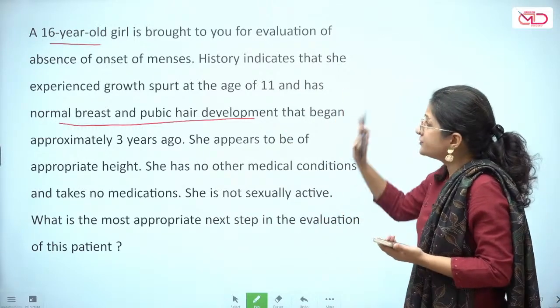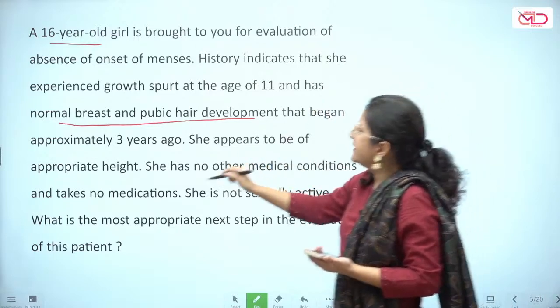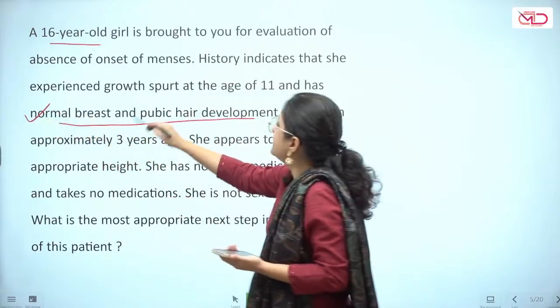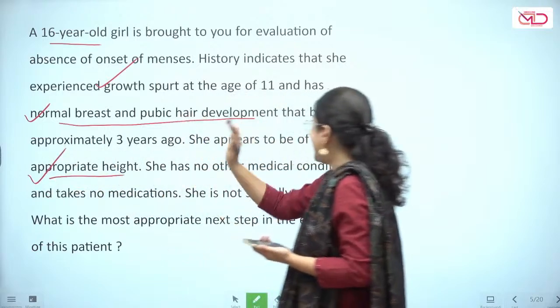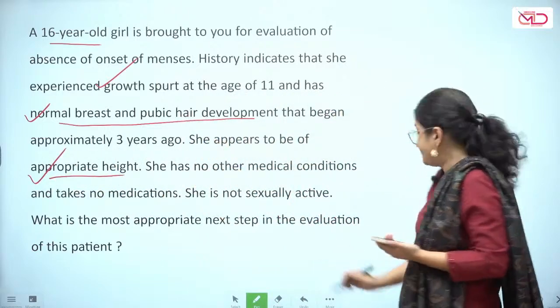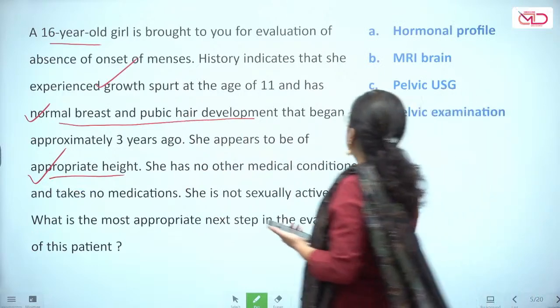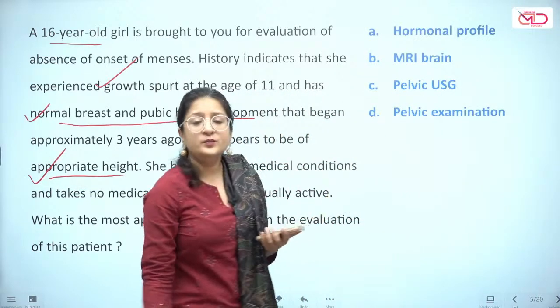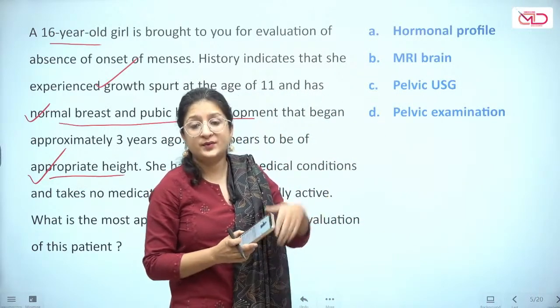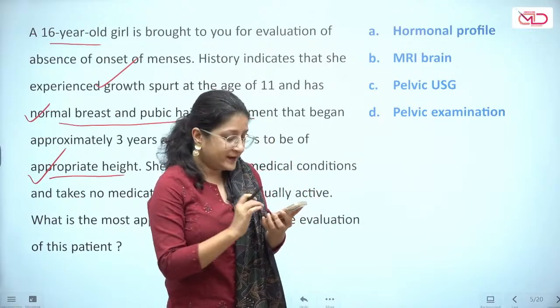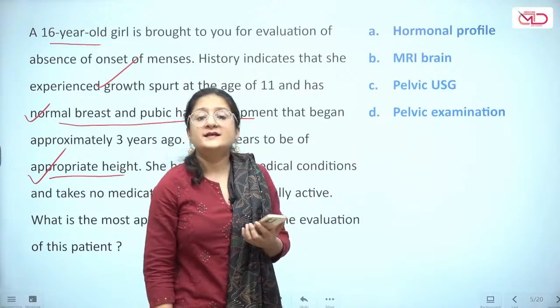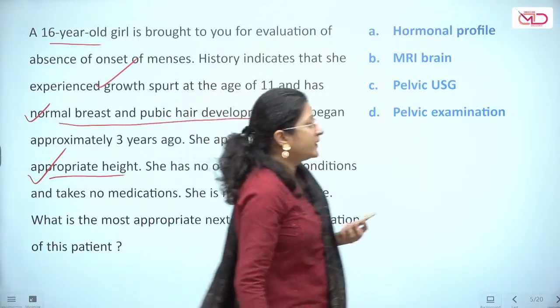Go through the question, read it again. At the offset, normal breast and pubic hair development, growth spurt is also there. She's of appropriate height. That much information is given to you. What is the next step in evaluation? You want to do a hormonal profile, you want to do MRI brain, you want to do a pelvic ultrasound, or you want to do a pelvic examination. What is the next step in evaluation?